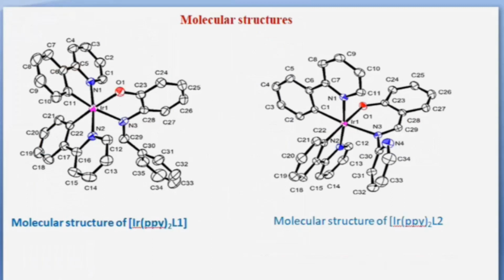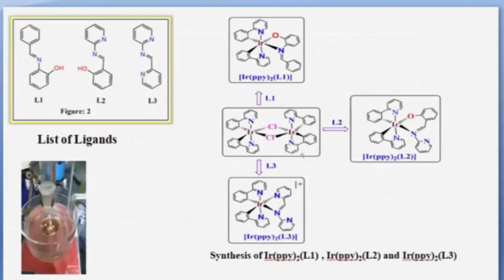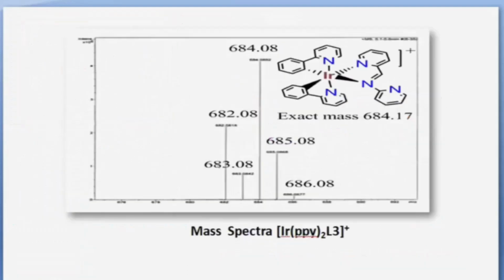software. Then here is the mass. I can obtain the structure of the third ligand. It doesn't show a single crystal, so I produced its mass spectrum. The molecular mass of the compound is calculated as 684, and a mass of 684 is shown. So the mass is confirmed.